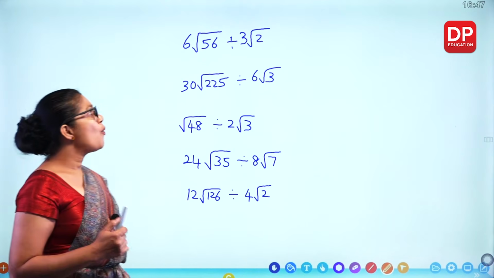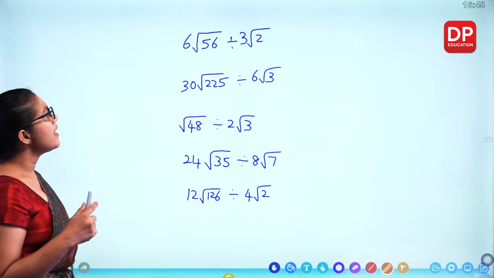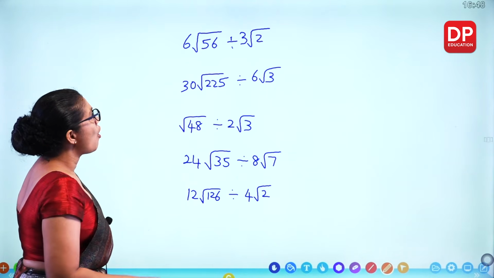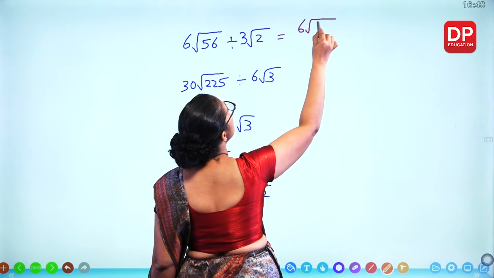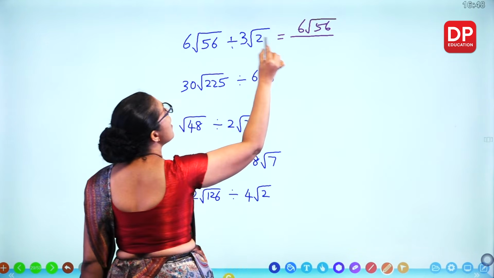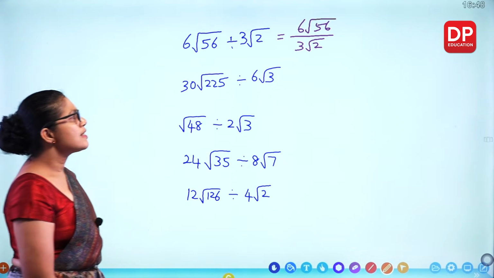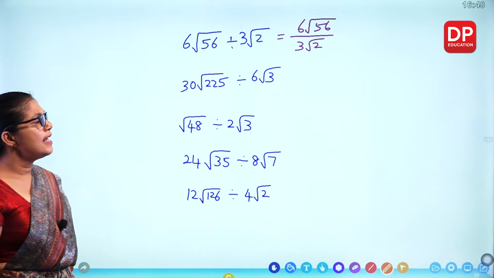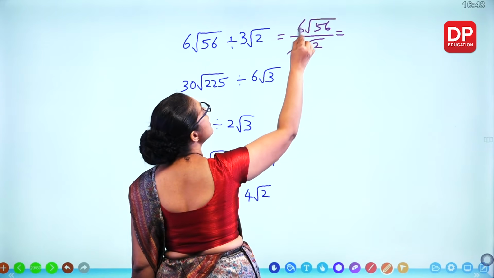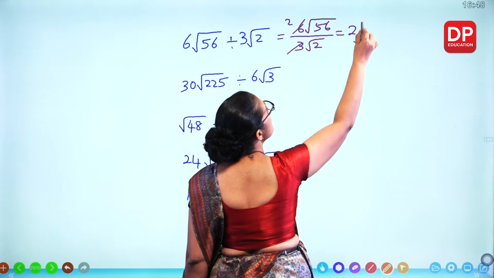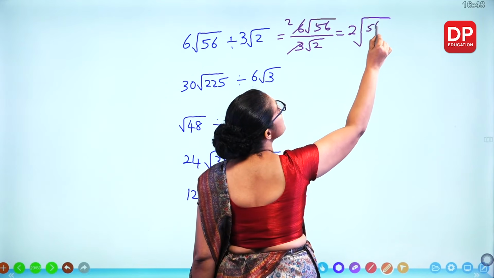Now we'll look at how we divide surd values. Here what we can do is rewrite the division as a fraction. So I can rewrite this as 6 root 56 divided by 3 root 2. Then I can simplify the whole number separately and the surd separately. 6 divided by 3 you get 2. This one I can write as one single radical and write down 56 over 2.